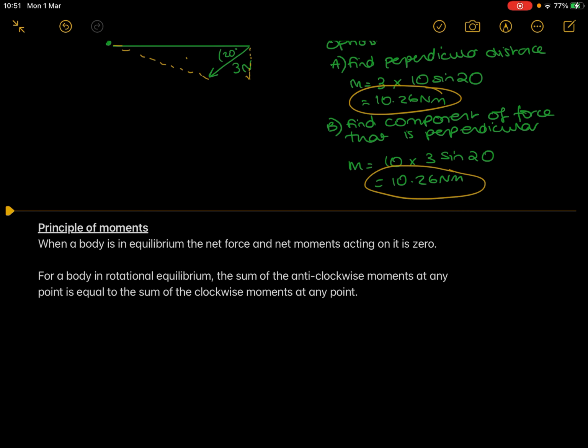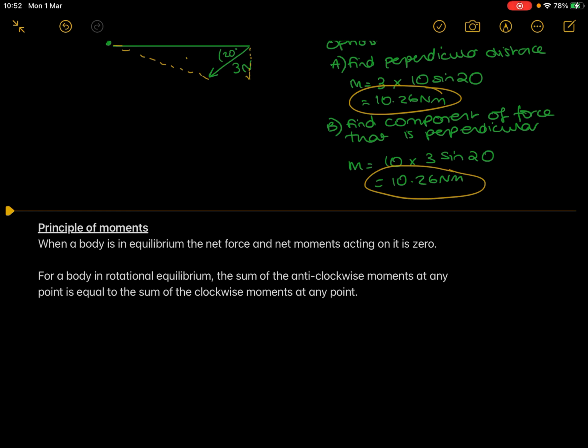Okay, and the final thing you need to know is the principle of moments. When a body is in equilibrium, the net force and net moment acting on it is 0. For a body in rotational equilibrium, so that's a way of understanding it, the unofficial definition again, and the bottom one is the official one. For a body in rotational equilibrium, the sum of the anti-clockwise moments about any point is equal to the sum of the clockwise moments about that point.